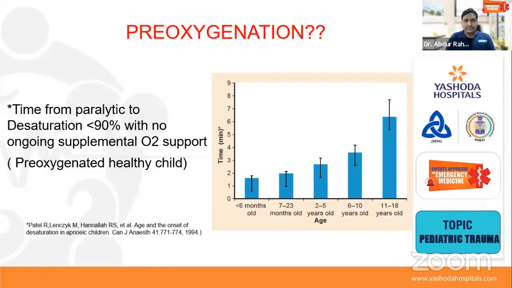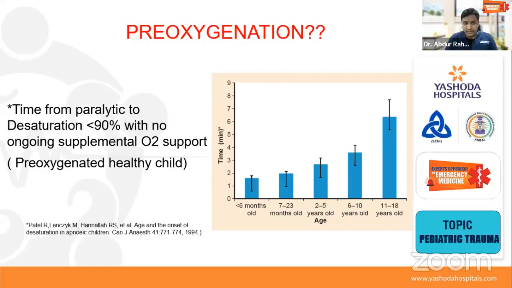So this slide signifies the importance of pre-oxygenation in the pediatric age group. As you can see, this graph shows time from paralytic to desaturation below 90%, with no ongoing supplemental oxygen support, in a pre-oxygenated healthy child. So you can see that in the pediatric age group, especially infants, the time to apnea is much shorter. So they have a much shorter apnea time.